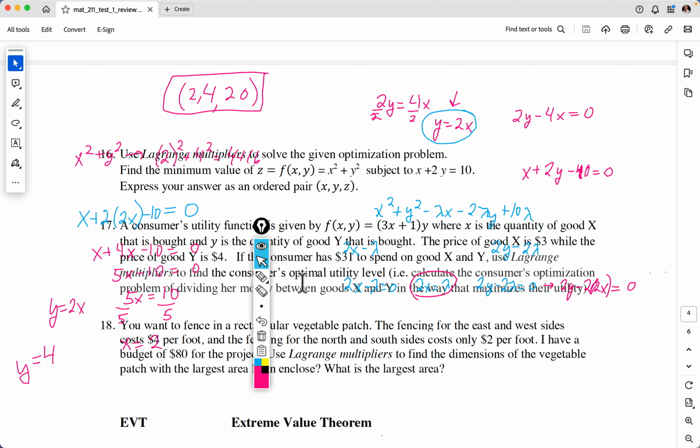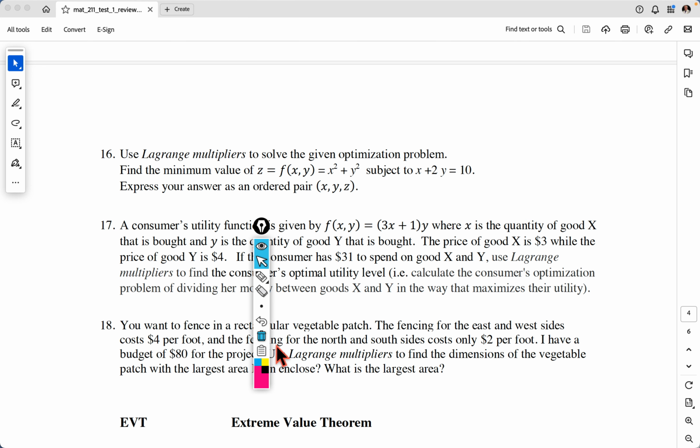14, let me see if I can get there. Oh yeah, that's the thing I don't like about this one. I have to just delete the whole thing. There we go.